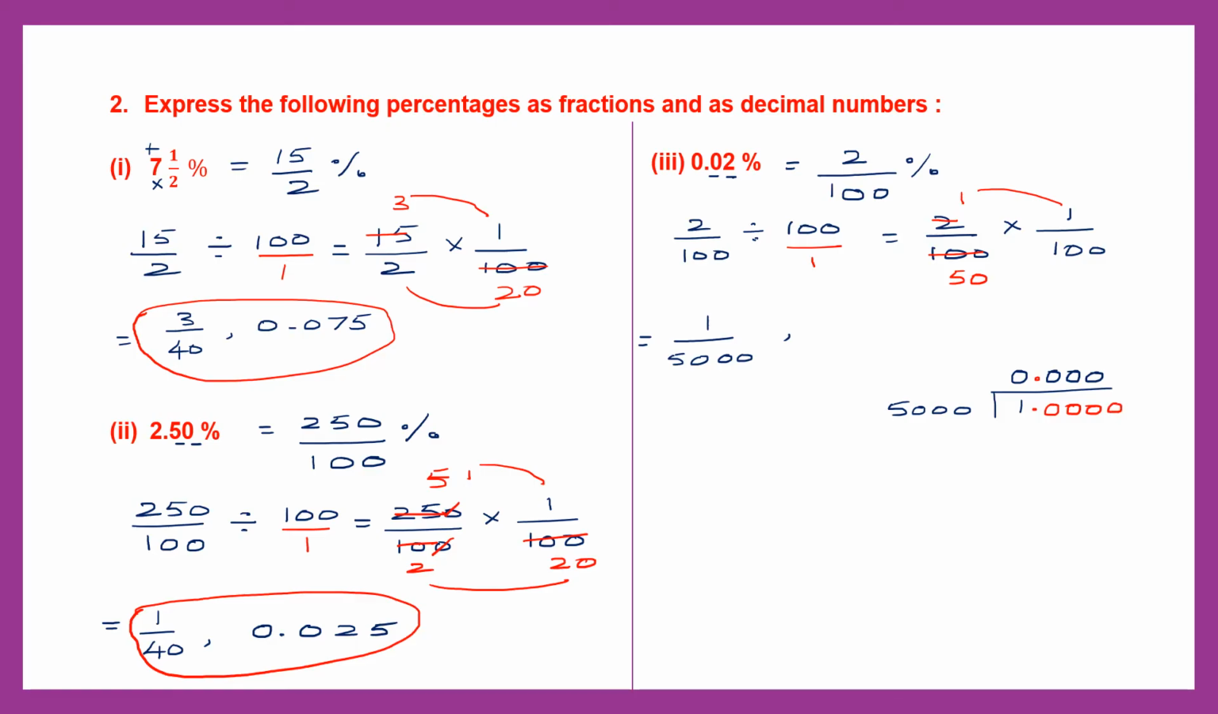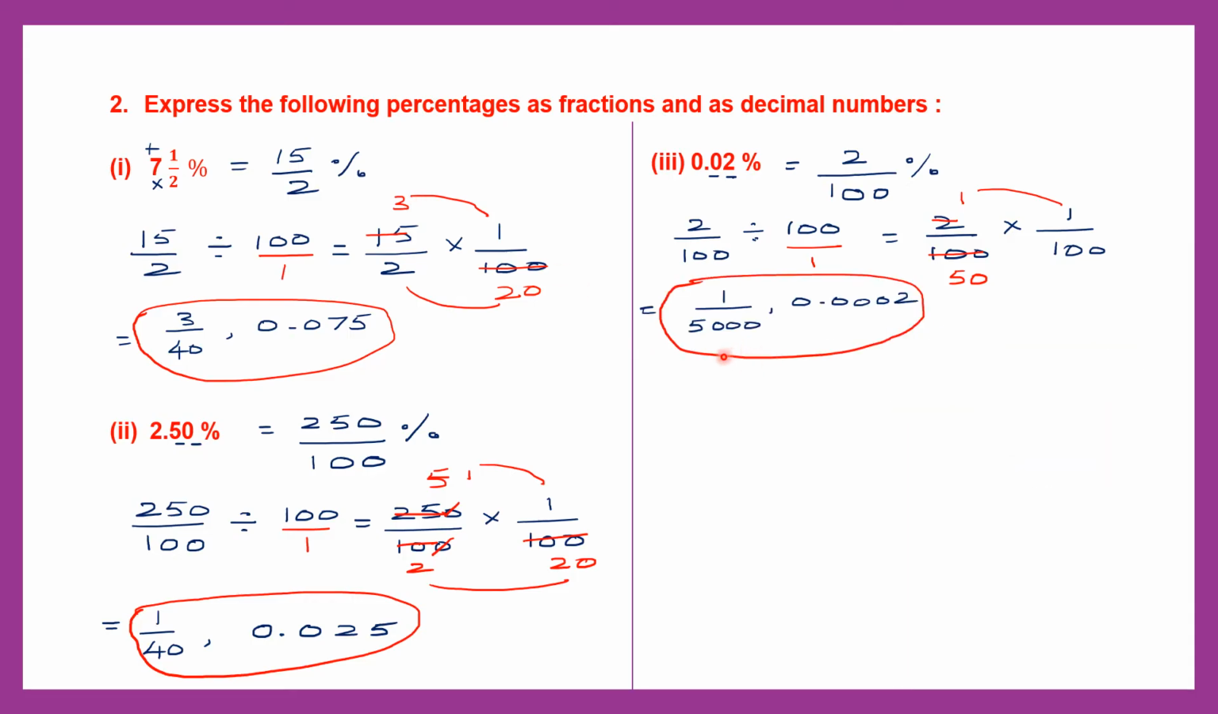The number is 10,000. Now 5,000 into 2 is 10,000. So now our remainder is 0 because we've got the same number. So what is our answer? The quotient is our answer. And what is the quotient? 0.0002. So let's write that: 0.0002. So we have a final answer in the fraction form as well as the decimal form.